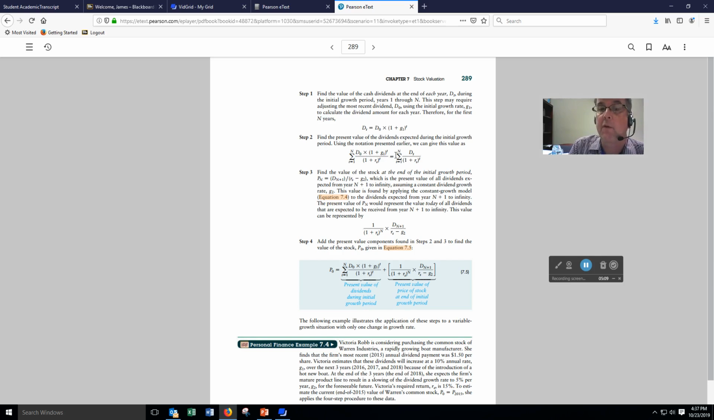Another way we can do this is we can just say that the sum of i equals 1 to n is equal to the dividend in time t divided by 1 plus our discount rate to the t power. Okay, and remember, this is a stock problem, so what do we call the discount rate? Well, it's the common stock required necessary rate of return.